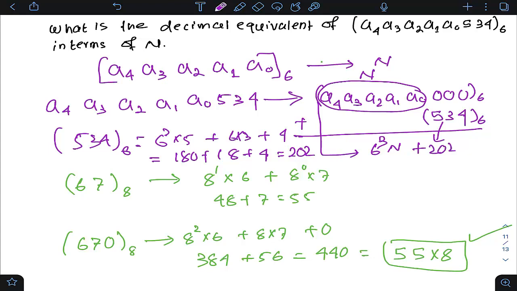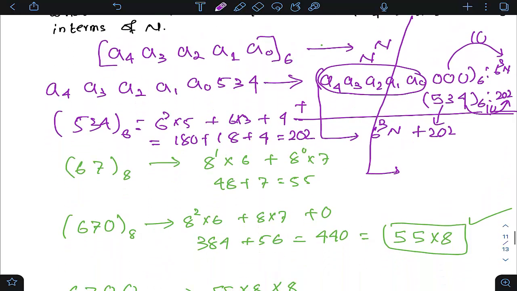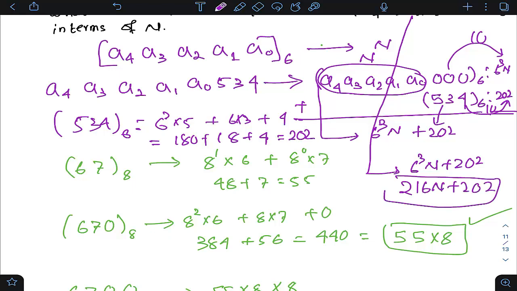Are you getting or not? So this is equivalent to 6 power 3 into n, and this is equivalent to 202. Now you can add it. The decimal equivalent of this is this much, decimal equivalent of this is this much. So now this is in decimal form, this is in decimal form, you can add it. What is the decimal equivalent of this number? It is 6 power 3 into n plus 202. What is 6 power 3? 6 power 3 is 36 into 6, which is 216. So 216n plus 202. This is the answer.